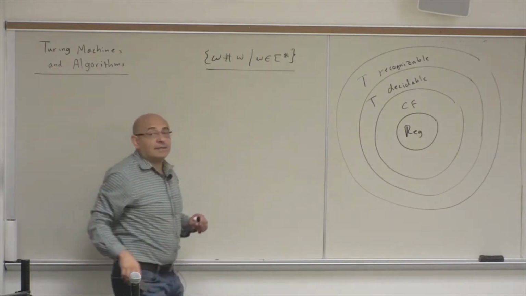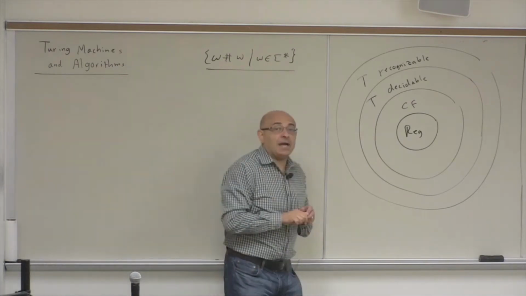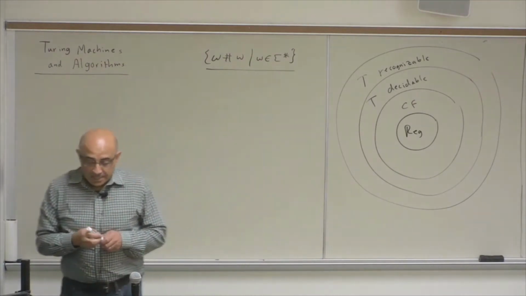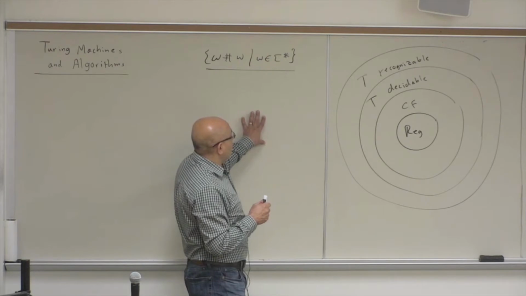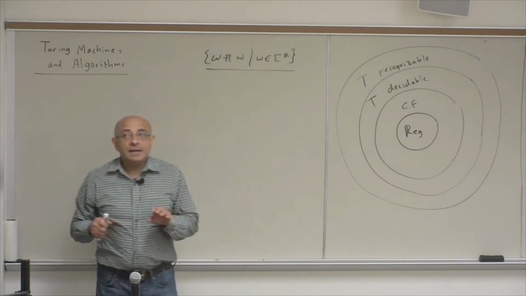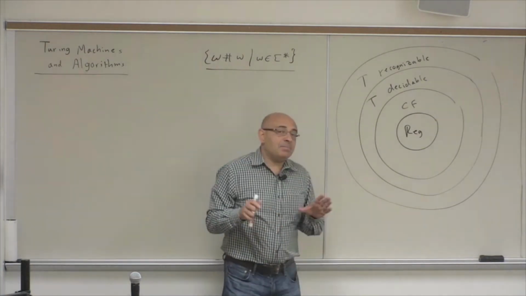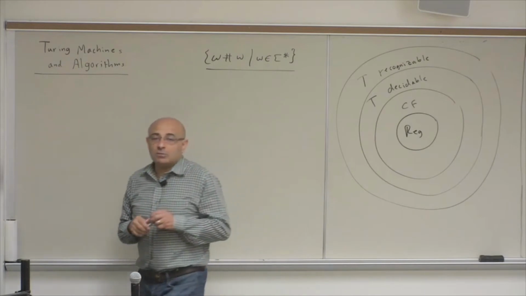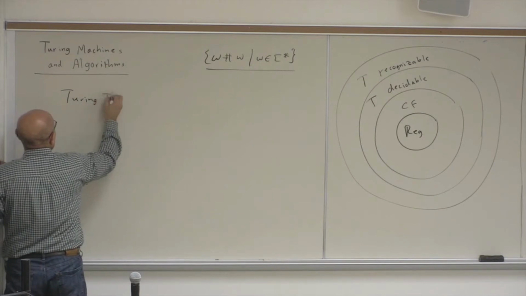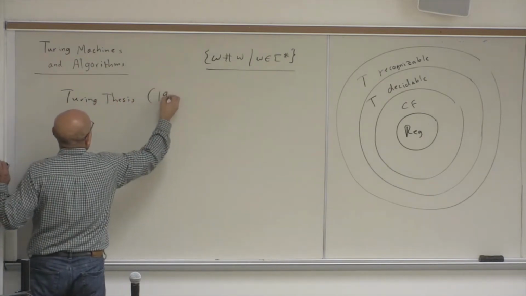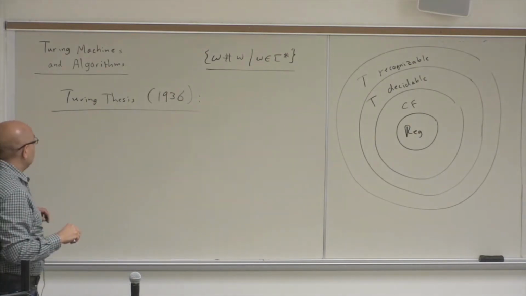Now, Turing machines are interesting because they are a theoretical model for an algorithm. It has been hypothesized that any computation that can be done by computers can be performed by some Turing machine. And this is what we call the Turing thesis, which was proposed in 1936.